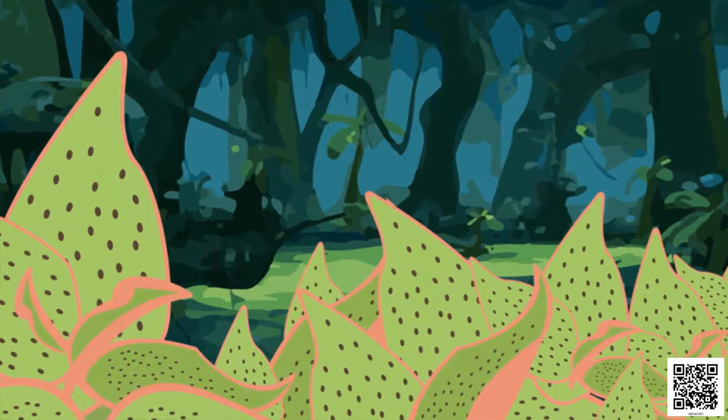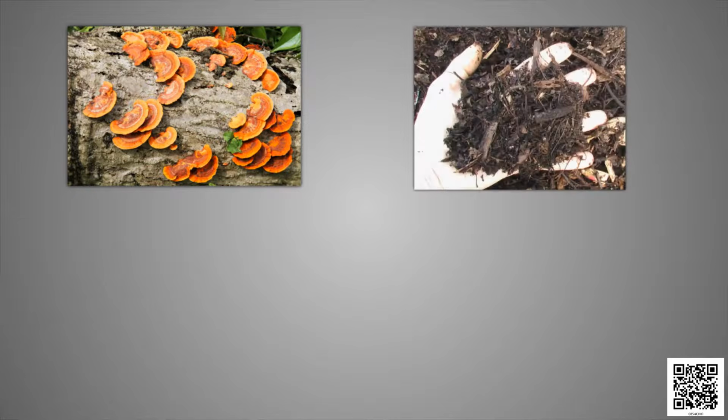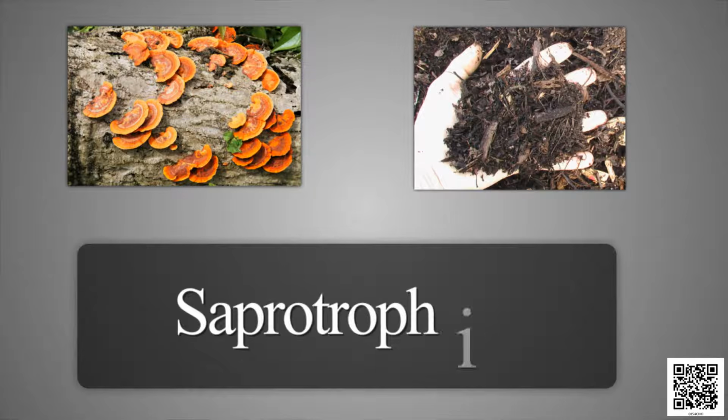Now let us talk about saprophytes. This is a method of nutrition in which organisms obtain their nutrition from dead and decaying matter. This method of nutrition is called saprotrophic or saprophytic nutrition. The organisms using saprotrophic or saprophytic mode of nutrition are called saprotrophs or saprophytes.